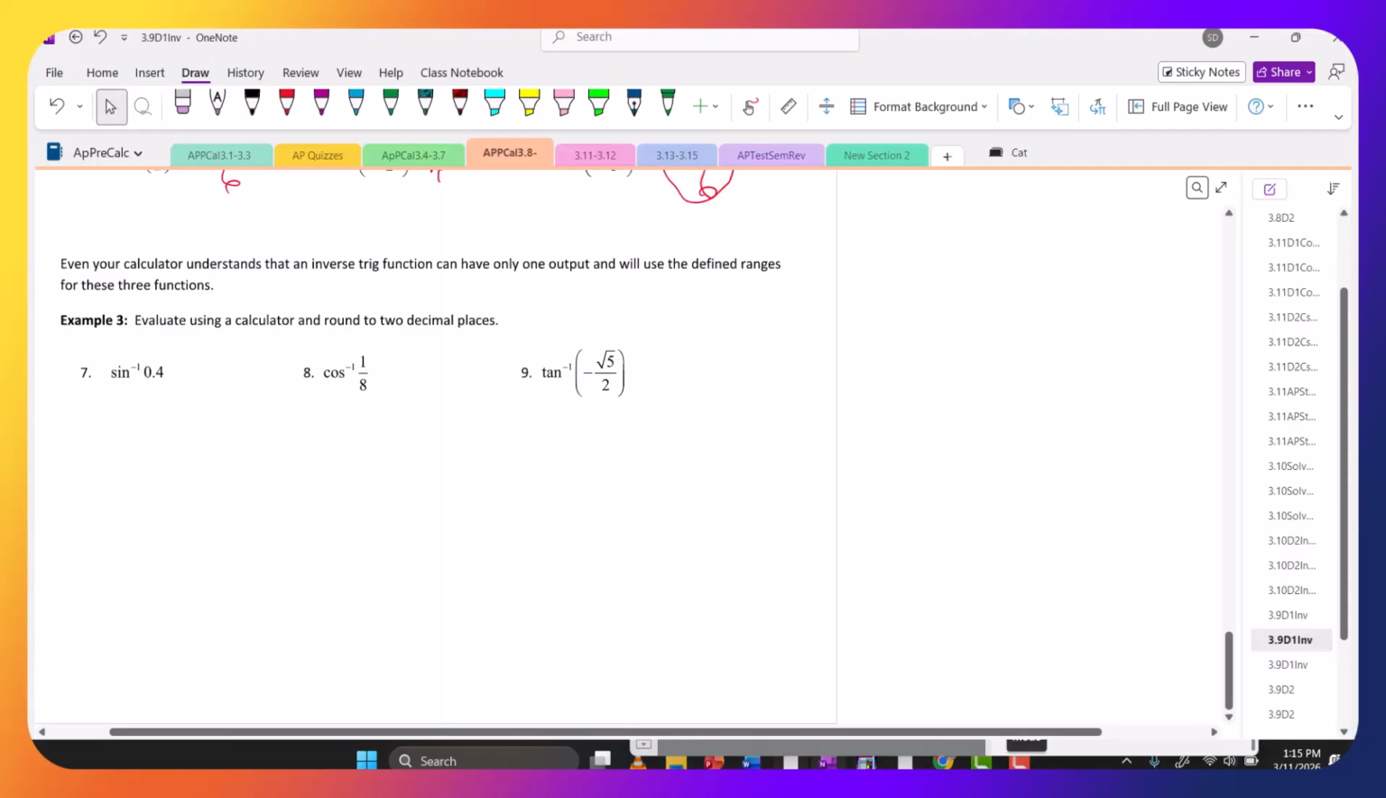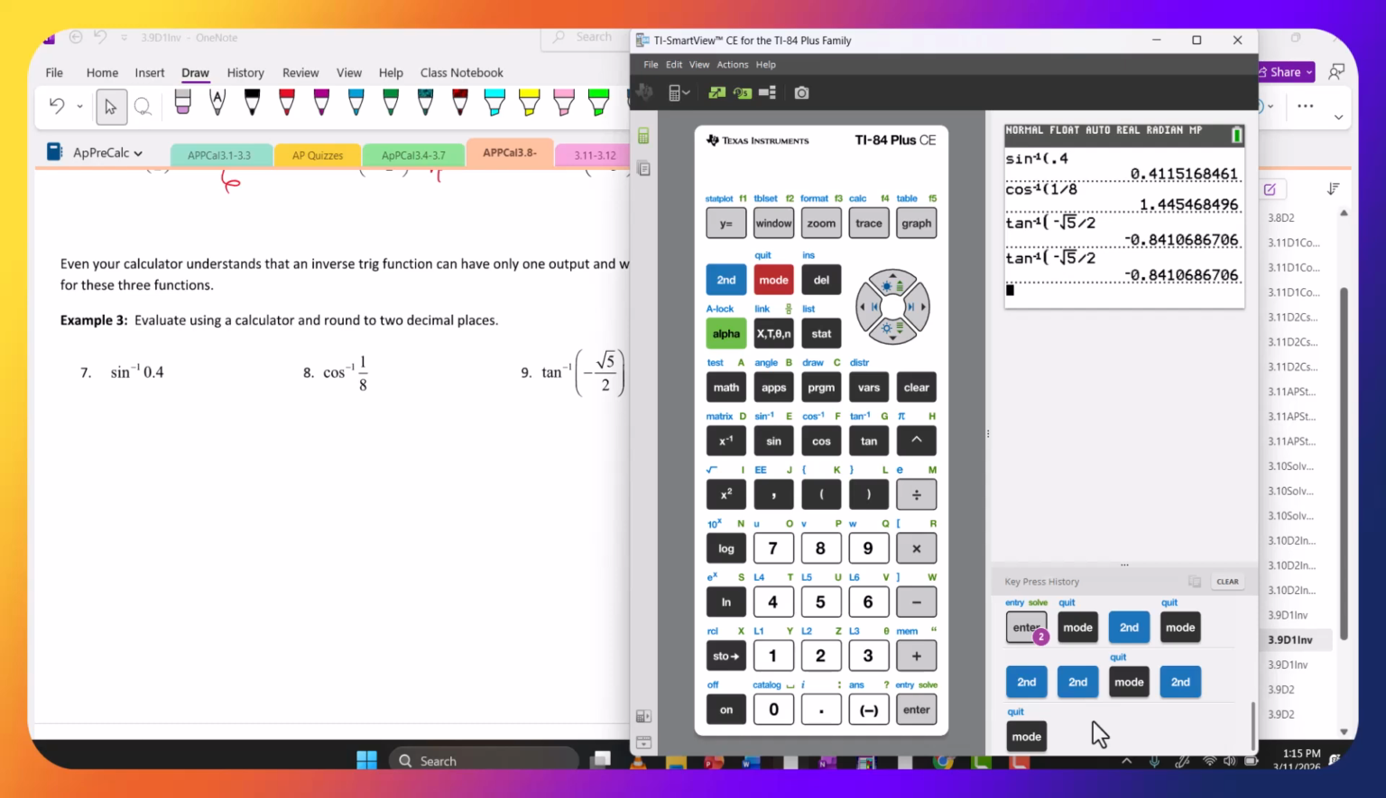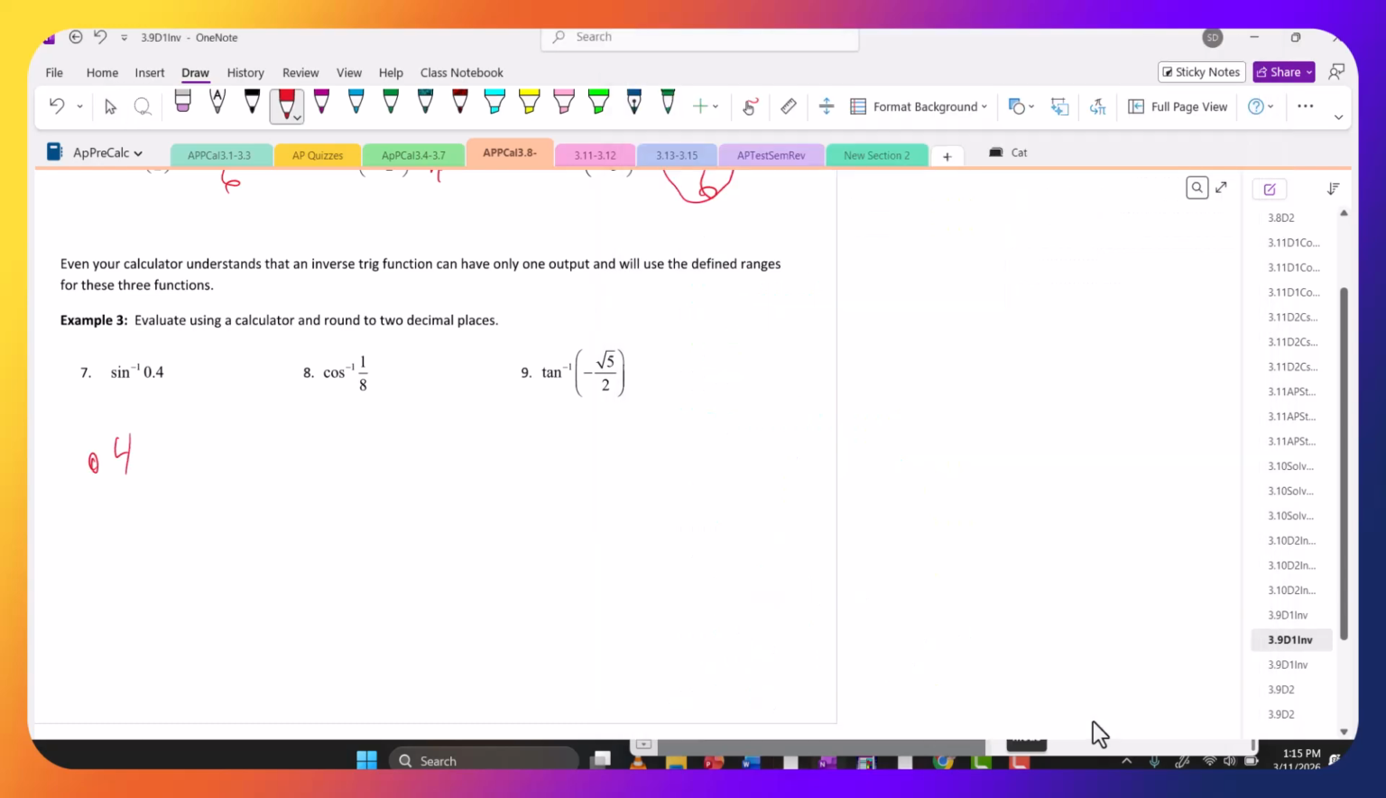So I want that calculator back. Look at these answers now. So I want you to understand when I inverse cosine 0.4, I got 0.4111. That answer should make sense because 0.411 radians is like right here, because this is 1.57 radians, pi over 2. It's in quadrant 1.